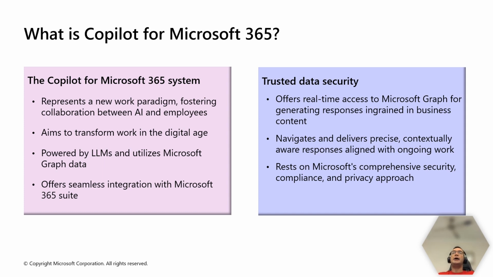So the real-time access to Microsoft Graph is something that helps to generate responses in a business context. We can have precise and contextual responses aligned with ongoing work. And everything that we have rests on the Microsoft security, compliance, and privacy ecosystem. So it means that if you trust Microsoft products, you can trust Copilot. It's not going to be a different level of security or anything.